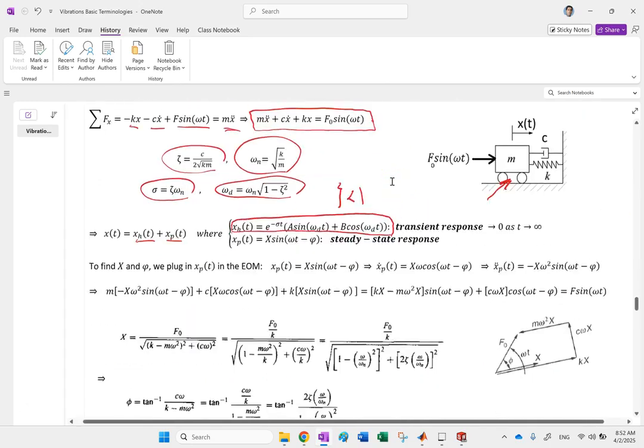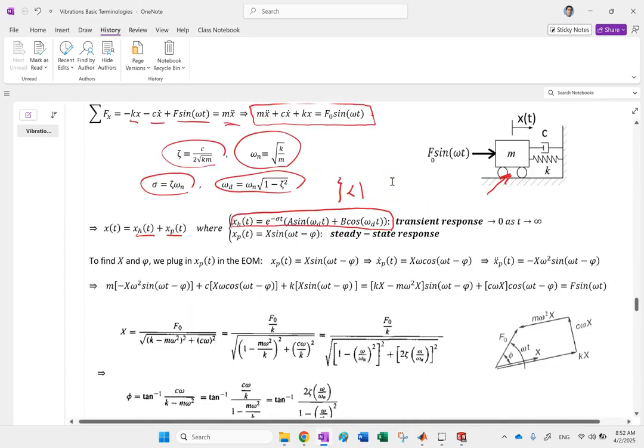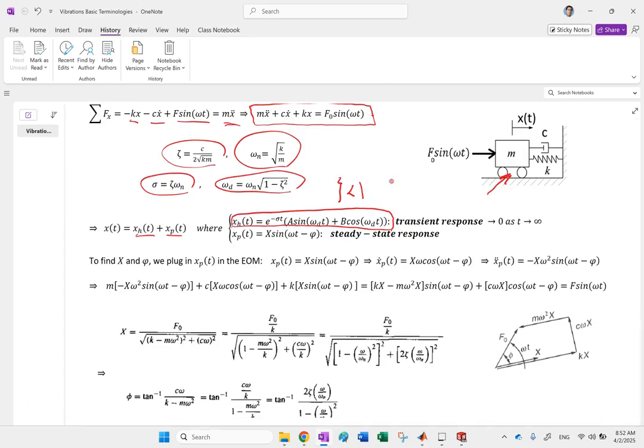Now for the particular one, it will take the shape of the forcing function. So since your forcing function is sine omega t, then your particular solution will also be sine omega t, except with two changes. One, the amplitude of it will be modified. So instead of f naught, it will be x, and it will have a phase lag or lead, which you call phi. So it will have a modified amplitude and phase, but the frequency has to stay omega, and if it's sine, it's a sine. If it's cosine, it's a cosine, right? You know that from differential equations.